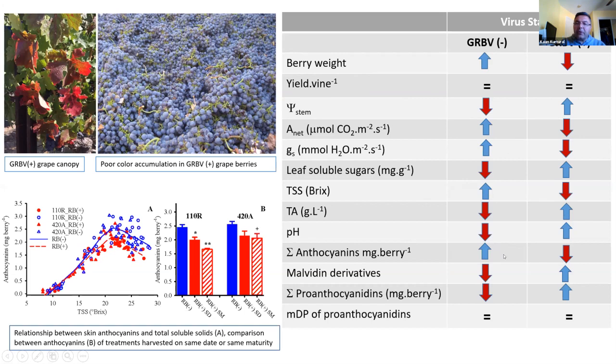This is the summary of what's upregulated and what's downregulated based on the plant primary metabolism and the secondary metabolites in the berry. Surprisingly to us, there was not a whole lot of difference in proanthocyanidins or their mean degree of polymerization in the skins, which a lot of tasters said they could taste, but we could not measure this.